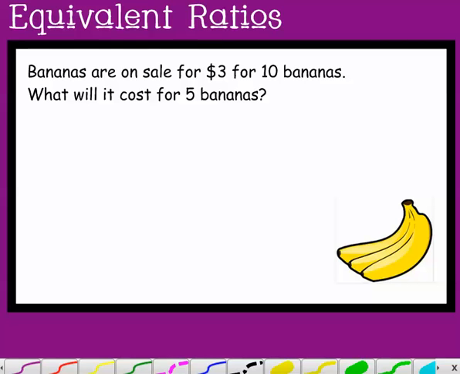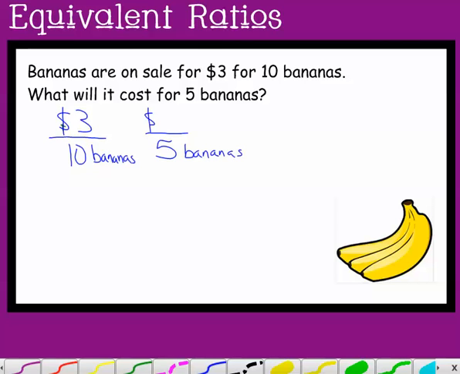All right, in this particular situation, we are at the store where bananas are on sale for $3. Oops, let's try $3 there. $3 for 10 bananas. And the question is, what will it cost for 5 bananas? So you'll notice that I put my money on the top of the first ratio. That means the money has to be on the top of the second ratio. And bananas are the lower numbers for both. We have to have that consistency in our labeling.